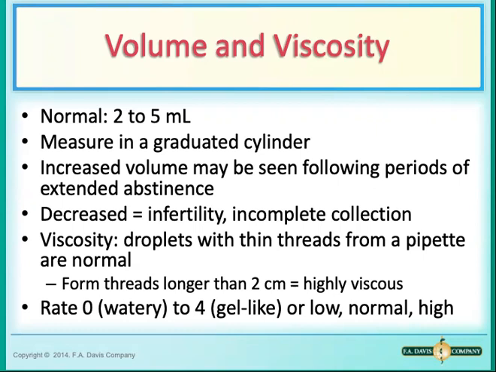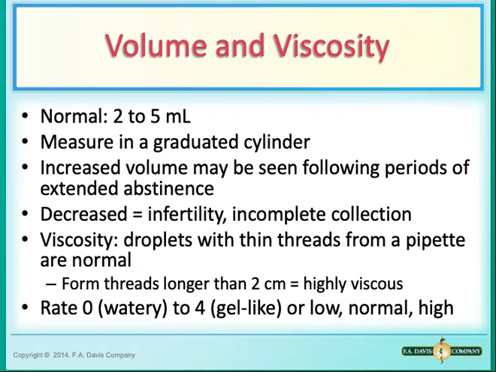Specimens that are liquefied incompletely are clumped and are highly viscous. The normal semen specimen should be drawn into a pipette easily and form small discrete droplets that do not appear clumped or stringy when falling by gravity from the pipette. Droplets that form threads longer than 2 centimeters are considered highly viscous, and they can be recorded as abnormal.